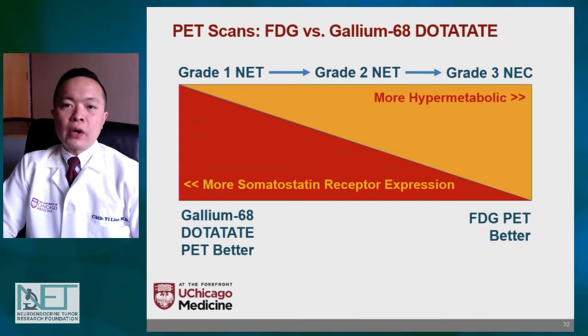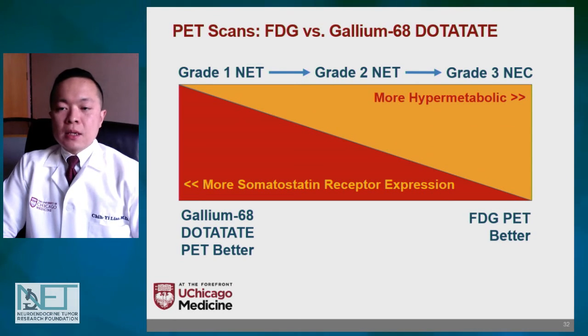And so therefore, tumors that are grade 1 tend to light up better on gallium dotatate PET scans, whereas tumors that are grade 3, especially the neuroendocrine carcinomas, tend to light up better on the FDG PET scans. And of course, in the middle category, there is a group of neuroendocrine tumor patients whose tumor will light up on both FDG and gallium PET scans.